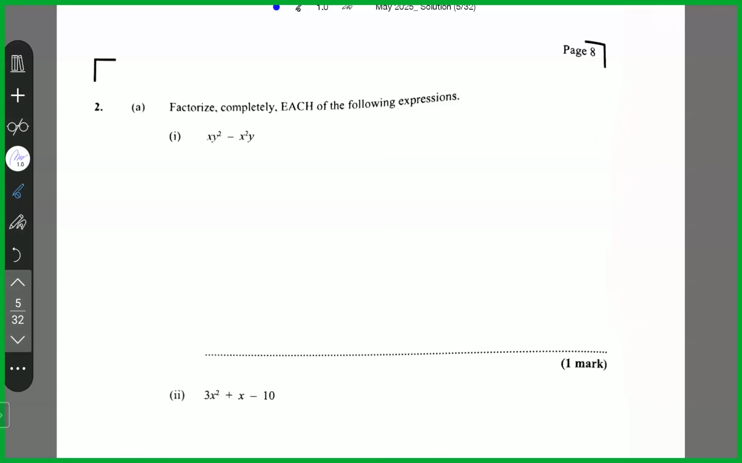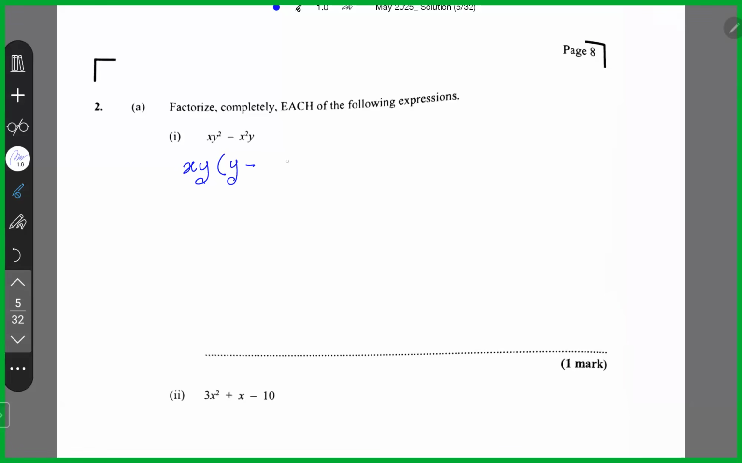Question number 2. A says, factorize completely each of the following expressions. The first one is xy squared minus x squared y. Now, x is common to both terms. y is common to both terms. The HCF is xy. Now, xy into xy squared is y.